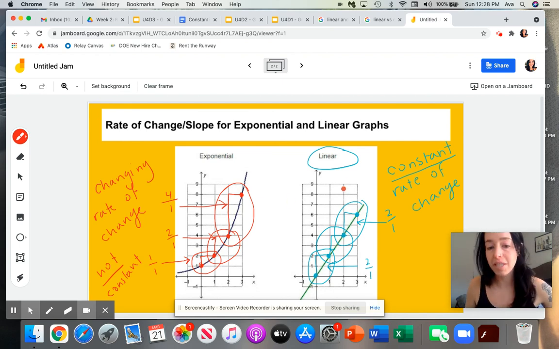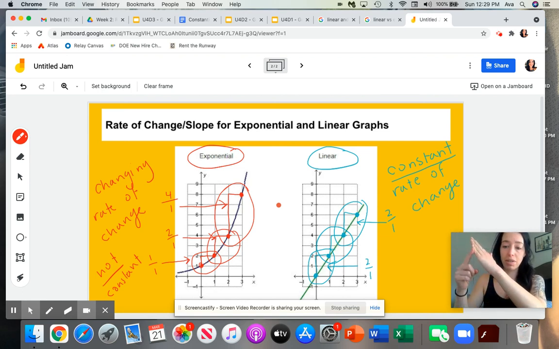Where on the linear side, the slope stayed 2 the whole time, which is why it stays in a straight line. Anywhere on that graph, the slope is going to be 2. It's a straight line. With the exponential function, since the slope is changing, we get that curve.